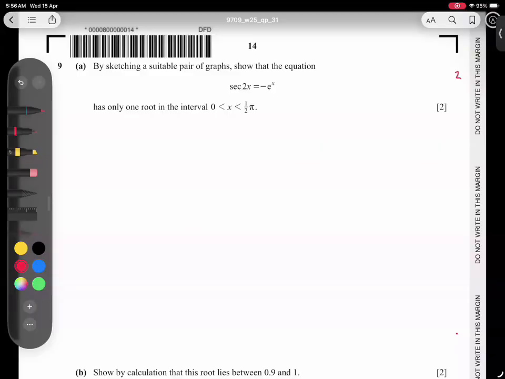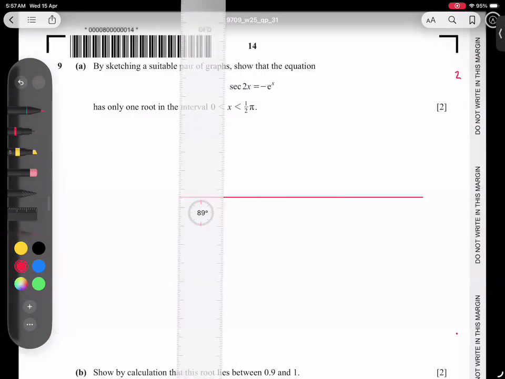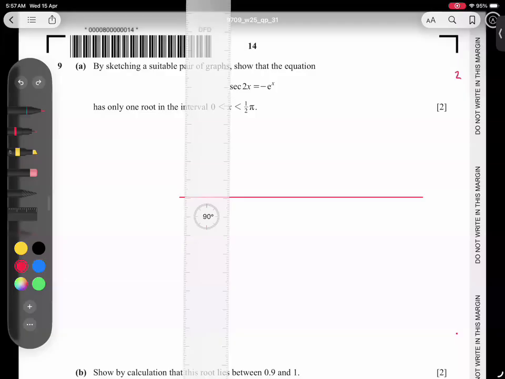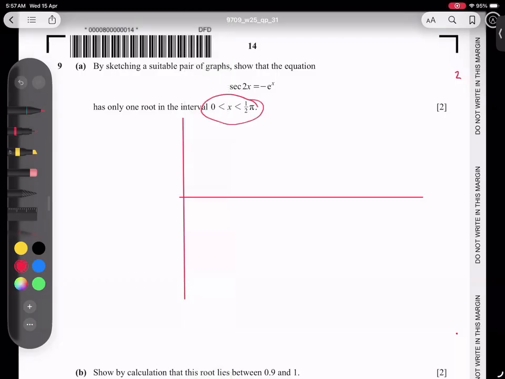Question number 9, students. By sketching a suitable pair of graphs, show that this equation has one root in this interval. And what is the method? We will do it here. We'll take this kind of graph. Sorry, this is slightly tilted. Now it's okay. Basically, he's saying 0 to pi by 2.